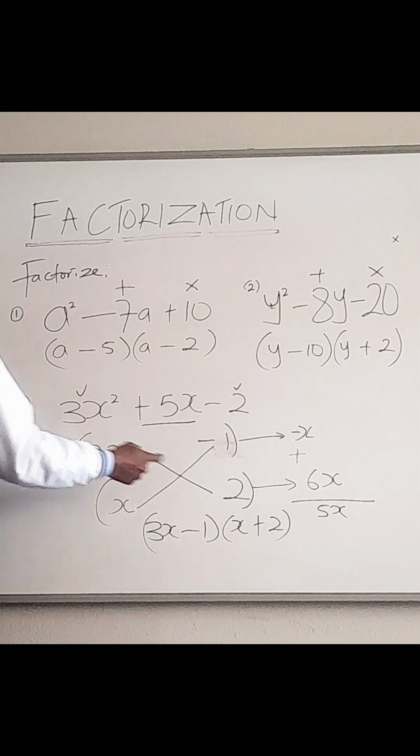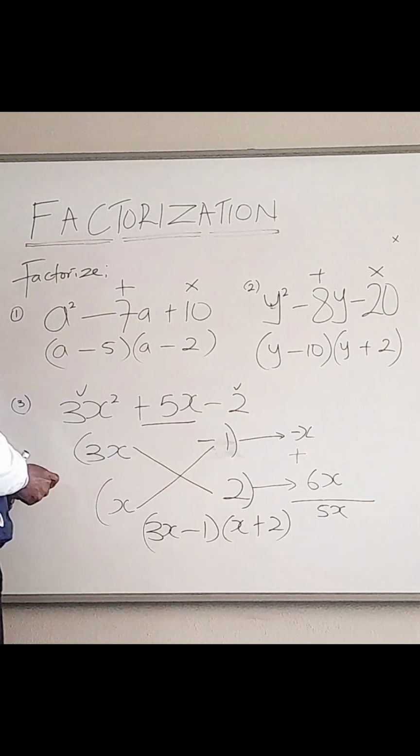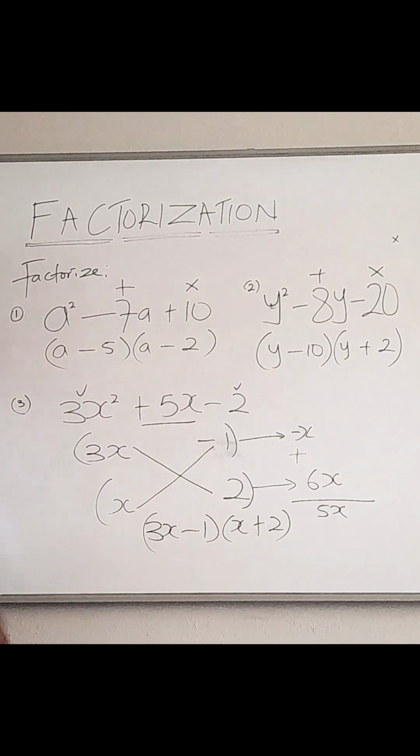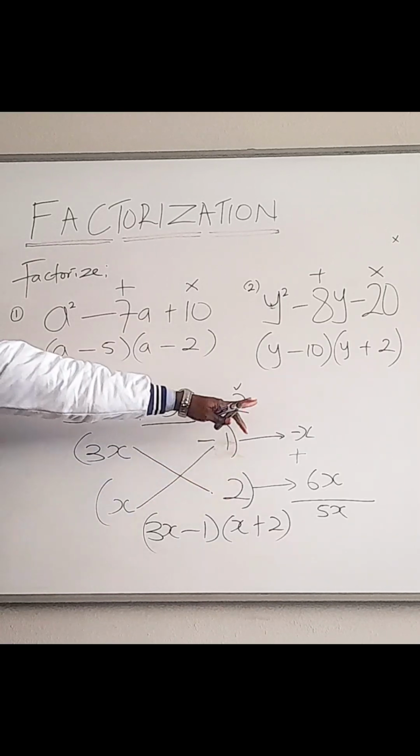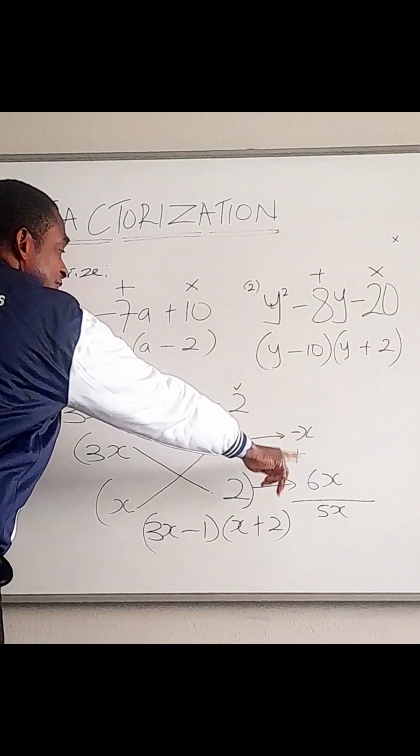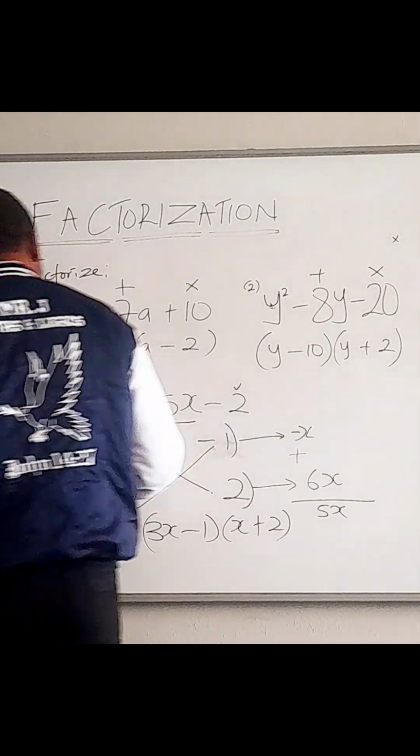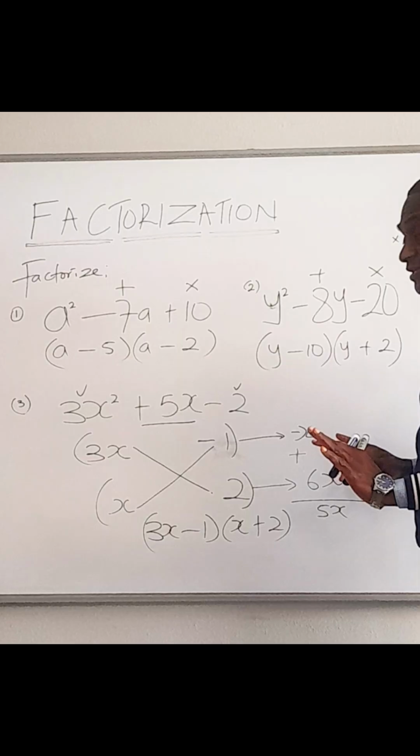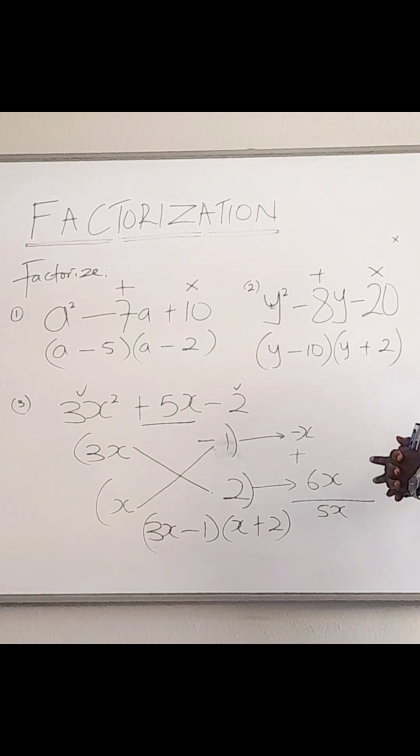There are cases where you put 2 here and negative 1 here and it's not working. You keep trying this, but like I told you, with practice, you just get better. Keep twisting it around until the product gives you the middle term. That is when you will know that you have factorized properly. If the product is not giving you the middle term, then you have not done the proper job. So this is how to factorize trinomials.